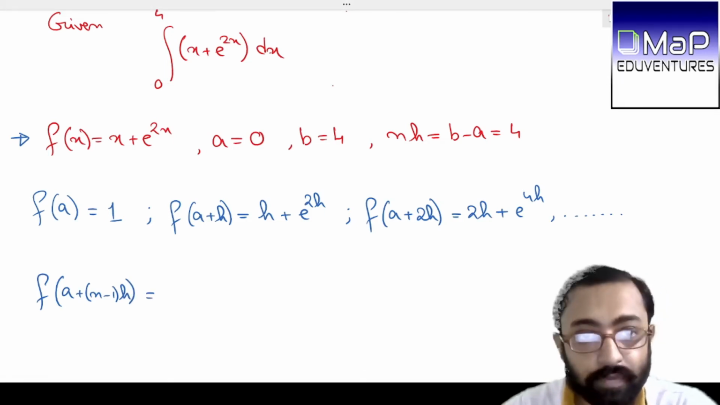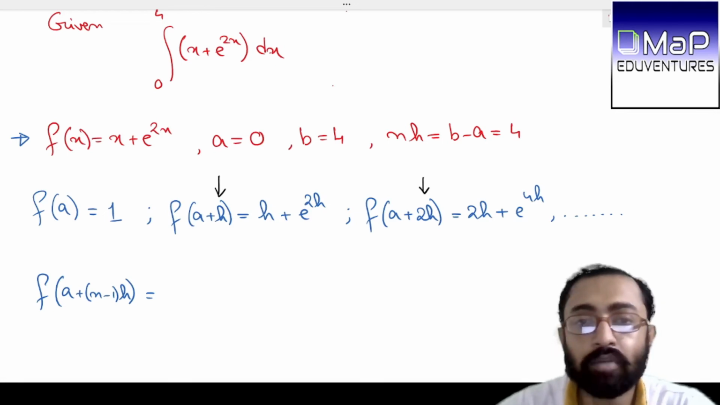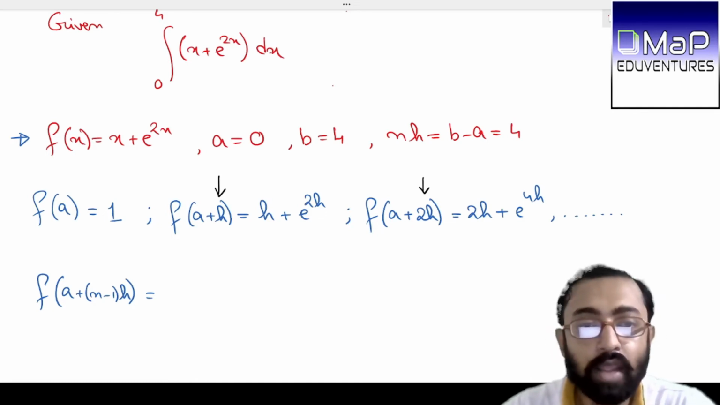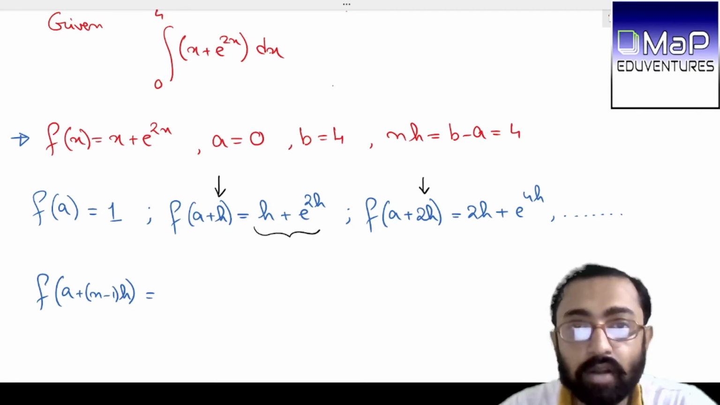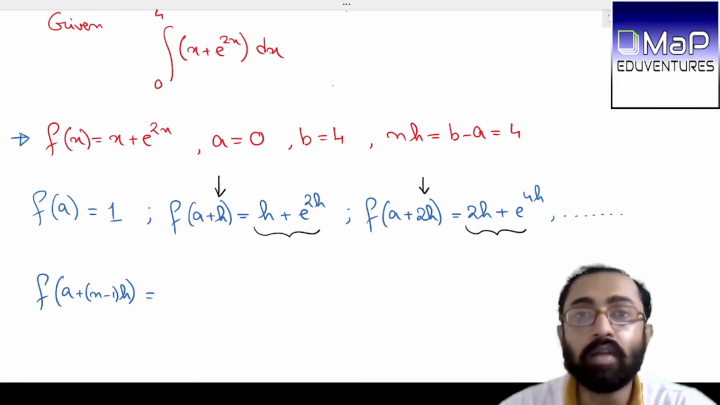So for that, only you can observe the h. Observe the pattern. What is the pattern? When we take h, what result do we get? h plus e to the power twice h. When we take twice h, what do we get? Twice h plus e to the power 4h.